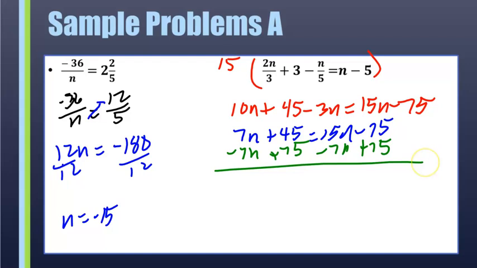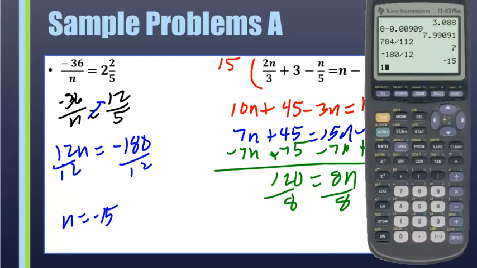This is going to give us 120 equaling 8n. To get n by itself, I divide by 8. And on our calculators, we got 120 divided by 8, and that's going to give us 15.